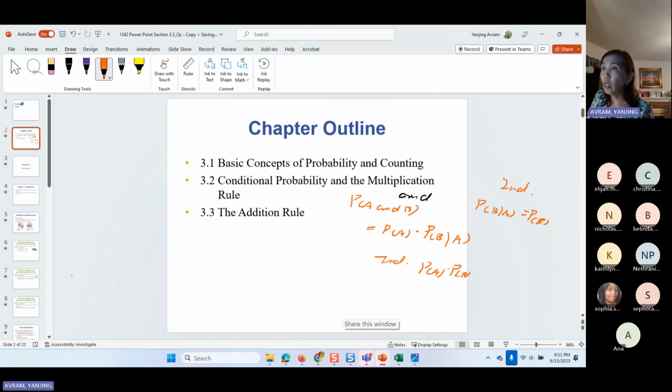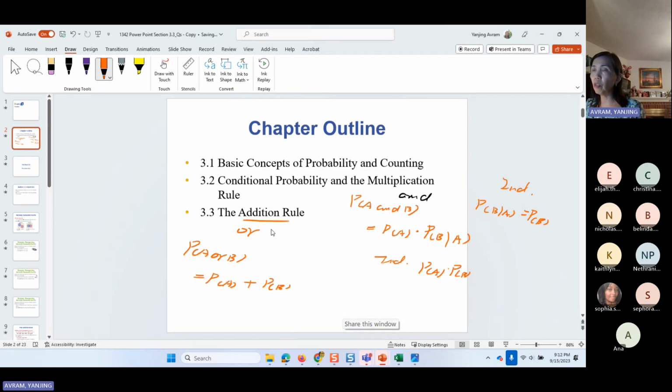When you use addition, it's when you have "or". For the probability of A or B, you use the probability of A plus the probability of B. So that is the "or" here. And then, same thing, you also have two scenarios in addition.